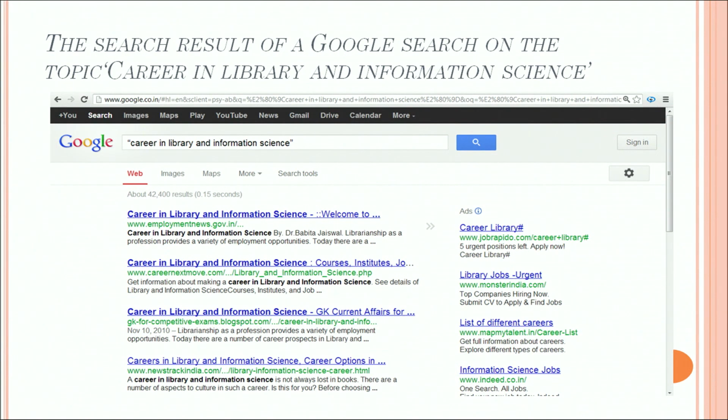The screenshot now shows us that there are 42,400 hits where we are putting the particular example of careers in library and information science. It gives us the particular means, now the hits are less, that is 42,000 only. This is the screenshot. Now coming to the transactional search.